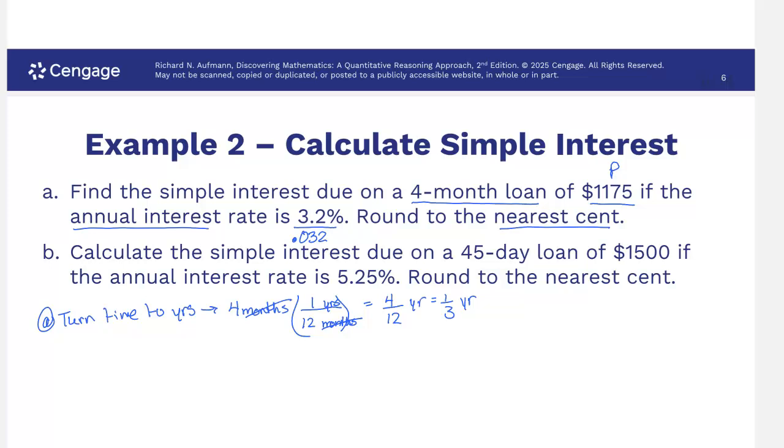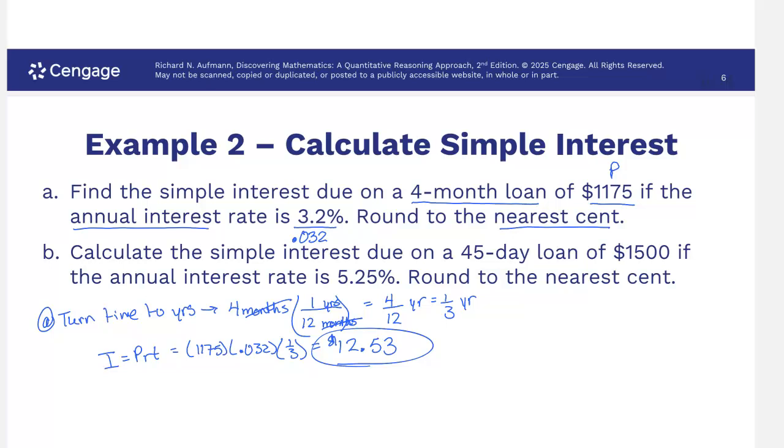So to find the interest, I is equal to PRT. My principal is 1175. My interest rate is 0.032. And my time is 1/3. So 1175 times 0.032 times 1/3. I got 12.53 repeating, which is going to round to 12.53. So that's the interest that would have to be paid on that loan.